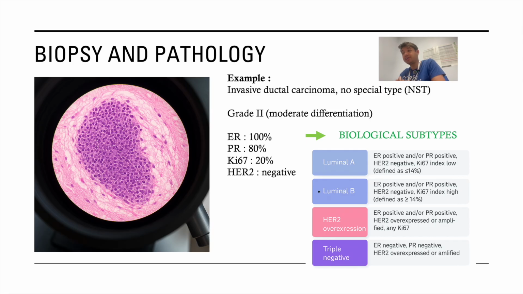These markers, ER, PR, Ki67, and HER2, are used to evaluate the tumor and to classify it into the main biological subtypes: luminal A, luminal B, HER2 positive, and triple negative breast cancer. Each of these subtypes has a different prognosis and requires a specific treatment strategy. In this case, we are dealing with a luminal B breast cancer because the ER and the PR are positive, so the hormone receptors are positive, and the Ki67 is more than 14.